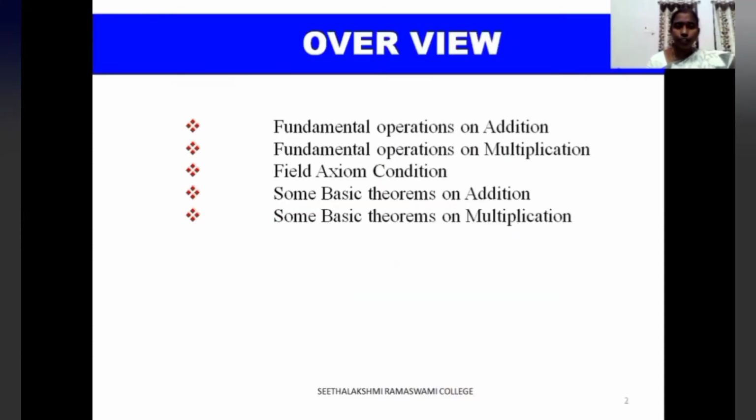First, an overview of this session. First, fundamental operations on addition, fundamental operations on multiplication, and field axiom conditions. Next, some basic theorems on addition. Next, some basic theorems on multiplication. Now, let us move on to the fundamental operations on addition.